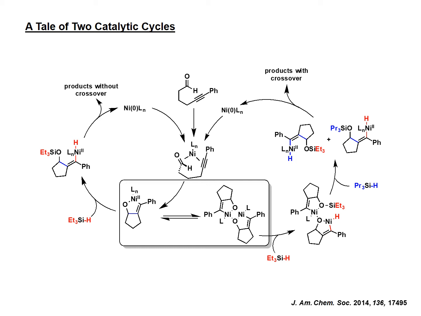And then if a second silane comes in of a different identity and splits the other nickel oxygen, now the hydride ends on one molecule and the propyl ends up on the other. These are the products, just after reductive elimination, these are the products you get. Those are the crossover products.